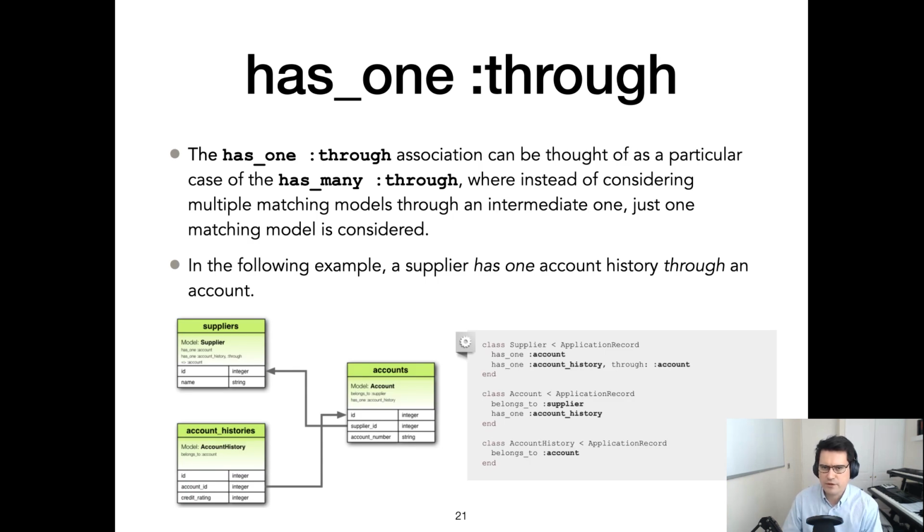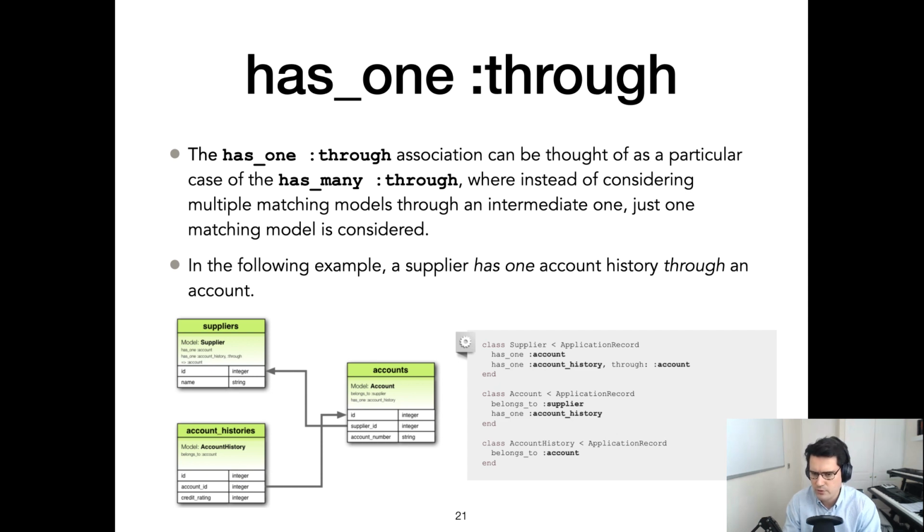Then we've got the has one through association, which can be thought about as a special case of the has many through. Here you got suppliers, you got accounts, and you got account history. So a supplier will have a unique account and an account will have a unique account history. And this is accomplished through the associations that you can see in the different classes. So the supplier class will have one account and will have one account history, although it will be through account. You look into the account class and it will belong to a supplier and it will have one account history. Then you look at the account history and you see it belongs to an account.